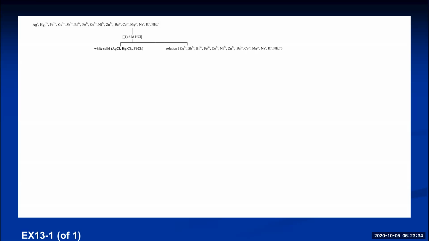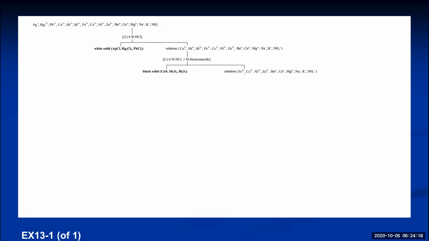Once they've been separated, the remaining ions that stayed in solution needed to be broken down into smaller groups again. In experiment 13 and 14, we did this by adding hydrogen sulfide as our precipitating agent. Because the sulfide ion is the anion of a weak acid, we could adjust the sulfide ion concentration by adjusting the pH. So we made the solution very acidic, with a very low pH, and that caused the sulfide ion concentration to be very low as well. With a low concentration, it did not precipitate out all of the cations you would expect to be insoluble with sulfide, but only copper 2, antimony 3, and bismuth 3.